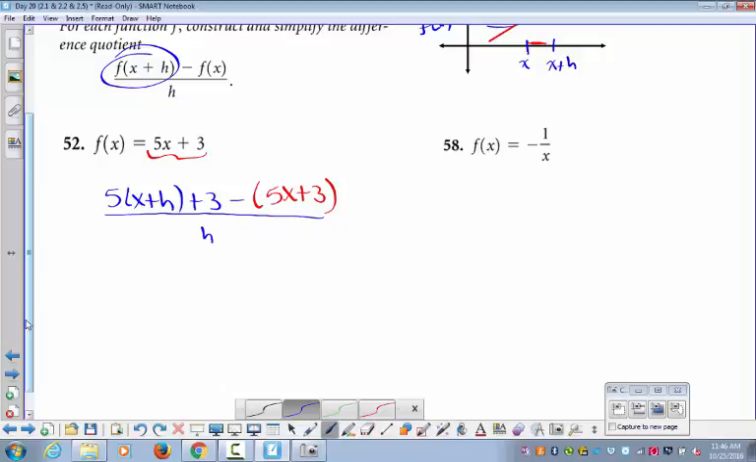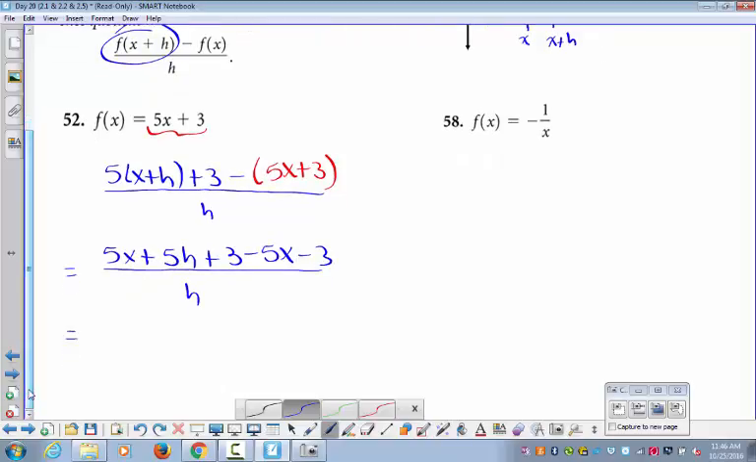All right, so distribute the 5. So this is going to be equal to 5x plus 5h plus 3 minus 5x minus 3. We're going to simplify. 5x minus 5x is 0. 3 minus 3 is 0. We're left with 5h over h, which reduces to 5.